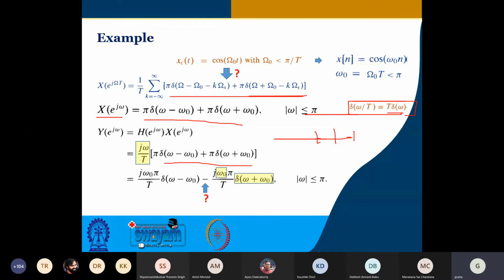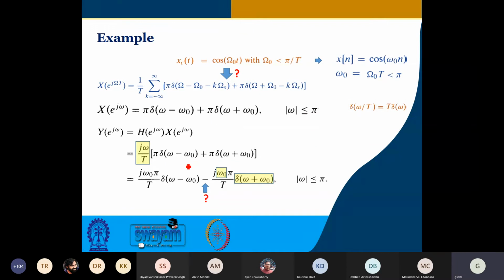Now when you do that, from here, can you tell how you are coming to this step, from this step to this step?